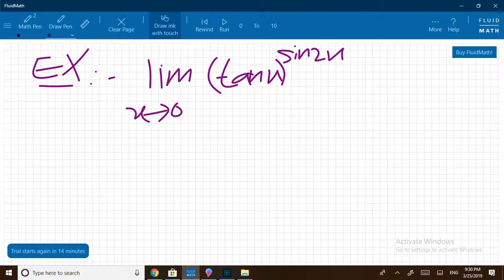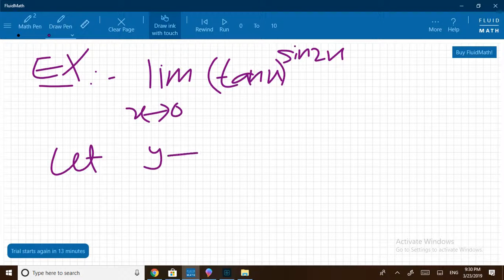First we check whether it is in indeterminate form or not. If it is not indeterminate form, then we don't apply the L'Hopital rule. The L'Hopital rule is applied only in the 0 divided by 0 form and the other indeterminate forms. The 0 divided by 0 form is also called indeterminate form.